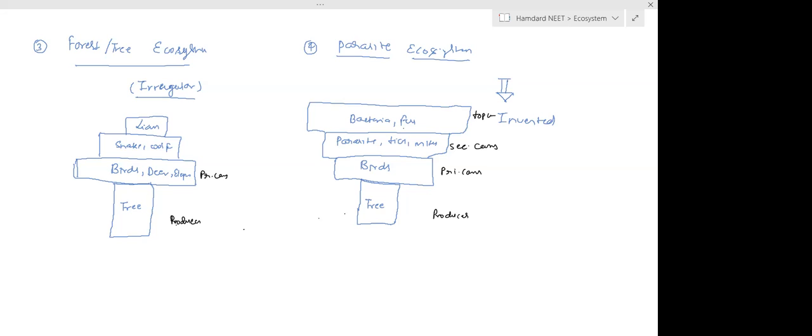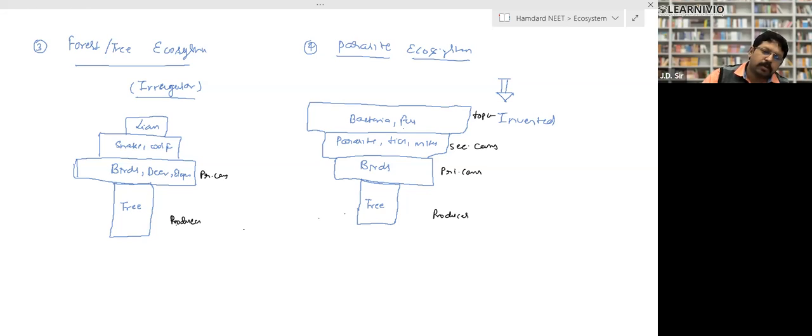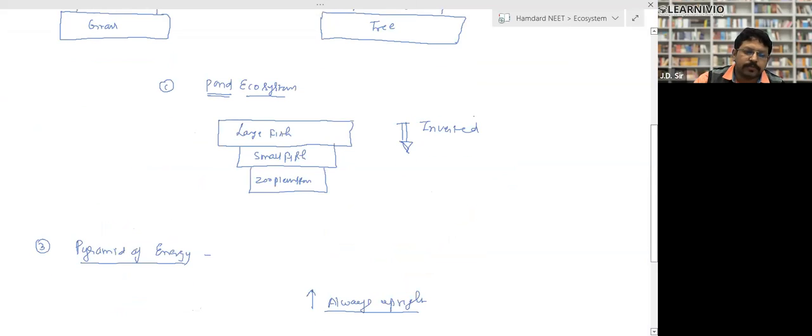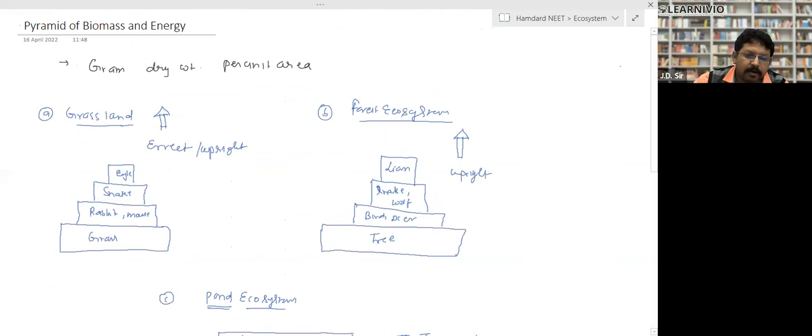Done, sir. Okay. Now it comes to the number. When we draw the parasite ecosystem or the forest ecosystem, this pyramid becomes irregular or inverted. It means the number system, counting the number of organisms at every trophic level, is not working here. So to represent it in a better relation, we draw another kind of ecological pyramid, that is biomass. In biomass, we take the biomass of the organisms present at every trophic level of the food chain.